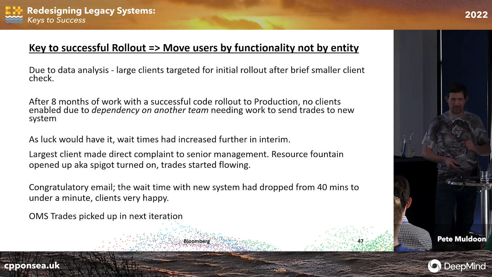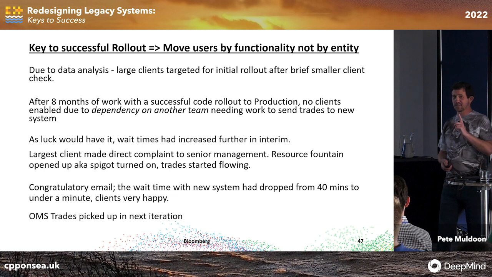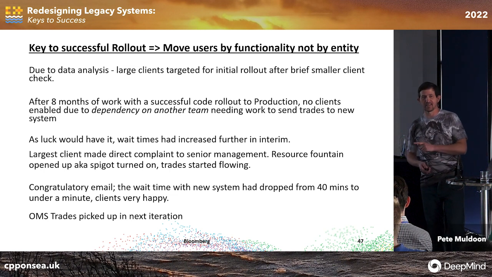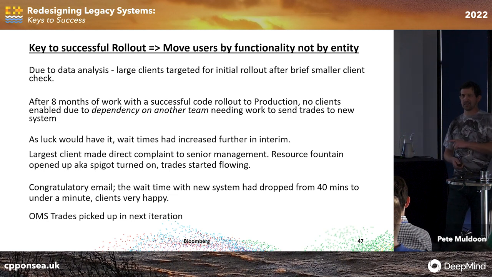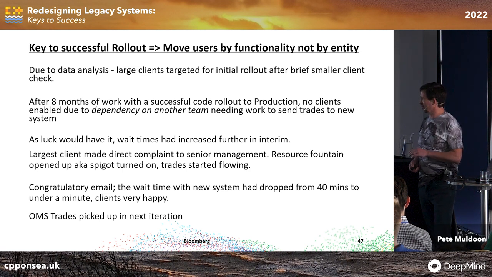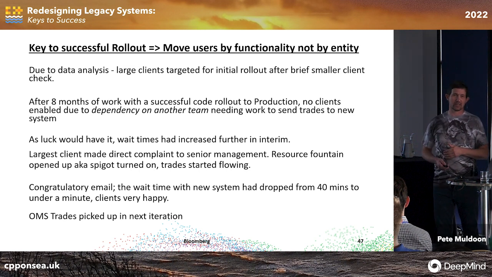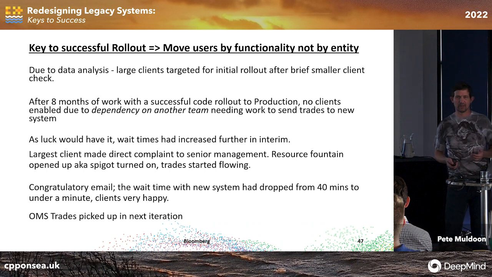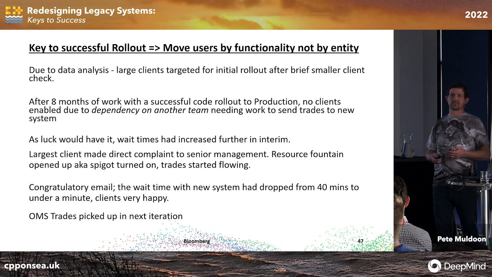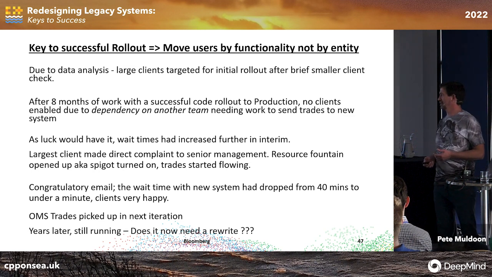And those OMS trades were picked up in the next iteration. Now, it wasn't me that picked them up, because I had sort of done the work here, and I handed it on to someone else to go find other big problems in the company. But these were picked up on the next iteration, and that meant that whatever was 90% of the trades are now running through this, right? So it really happened. I wasn't just telling them something and it didn't happen.